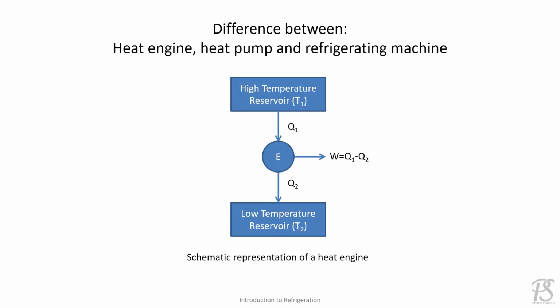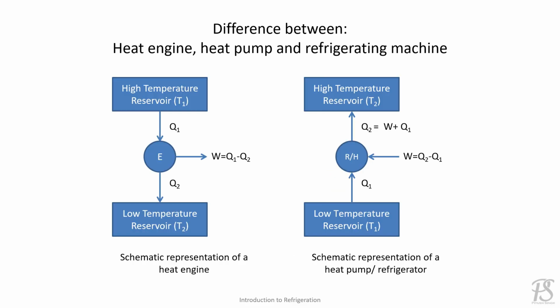In this section, let us discuss the differences between a heat engine, heat pump, and refrigerator. The primary function of a heat engine is to provide useful work by drawing heat from a high temperature source and rejecting the remaining heat to a low temperature sink. In a heat pump and refrigerating machine, work input is provided to transfer heat from a low temperature body to a higher temperature body.